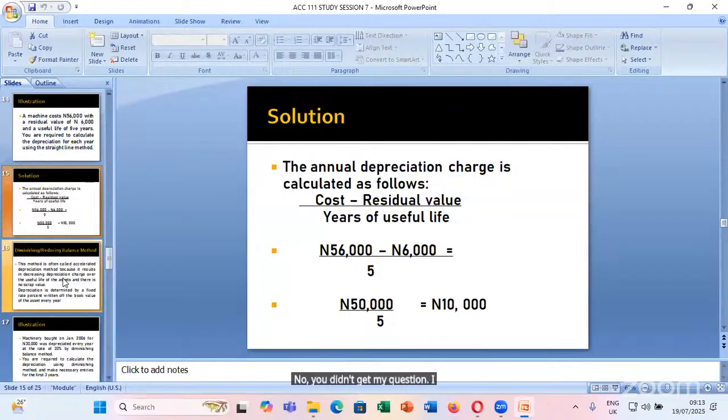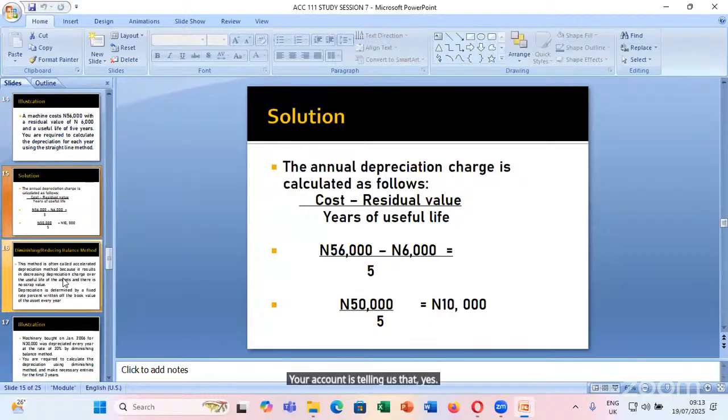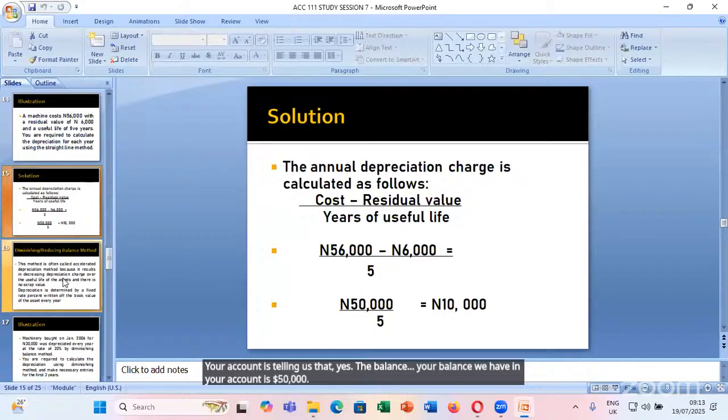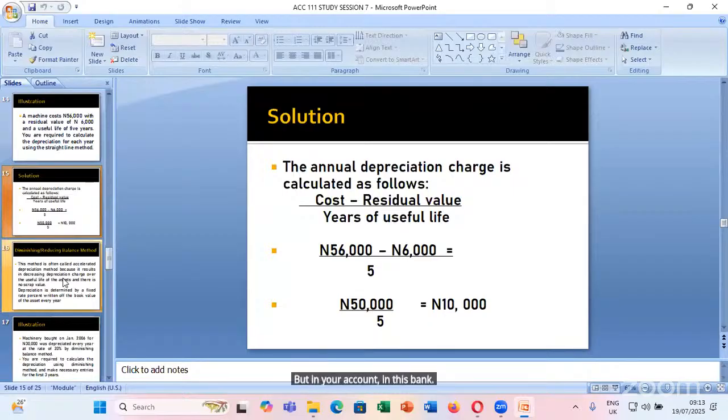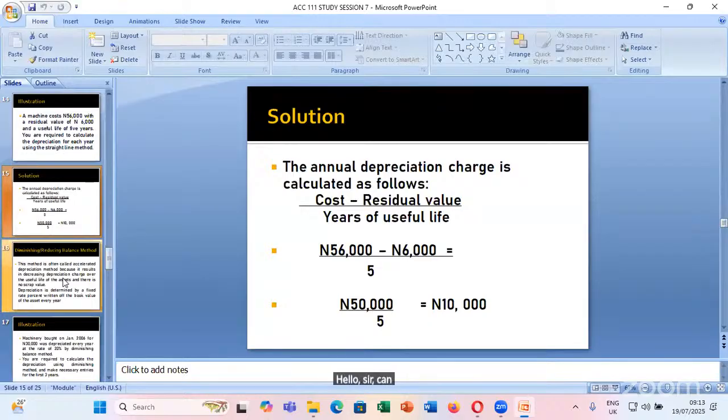I said, when you prepare your account at the end of the year, your account is telling us that the balance you have in your account is 50,000. But in your bank, what you have as physical cash in the bank is worth 60,000. What necessitates the difference? Residual value. You are not getting it. Just listen, you have an understanding. Who can try again? Samuel, you get the question. Can you elaborate on the question?